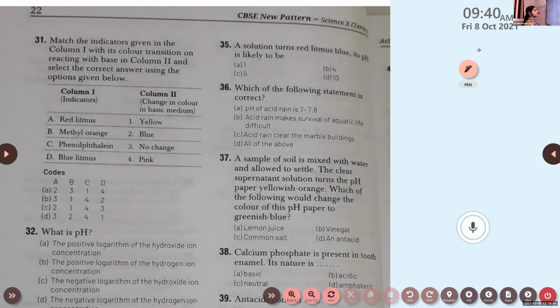Which one? 10. Yes. If a solution turns red litmus to blue, it belongs to acidic or basic? Basic, right? So among these 4 options, only 10 is the pH value that comes under basic, right? Because 0 to 7 comes under acidic. So it is 10. Then question number 36.